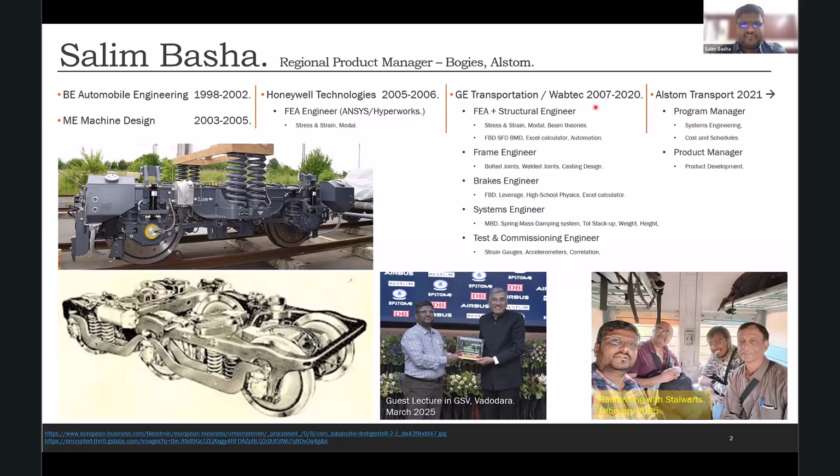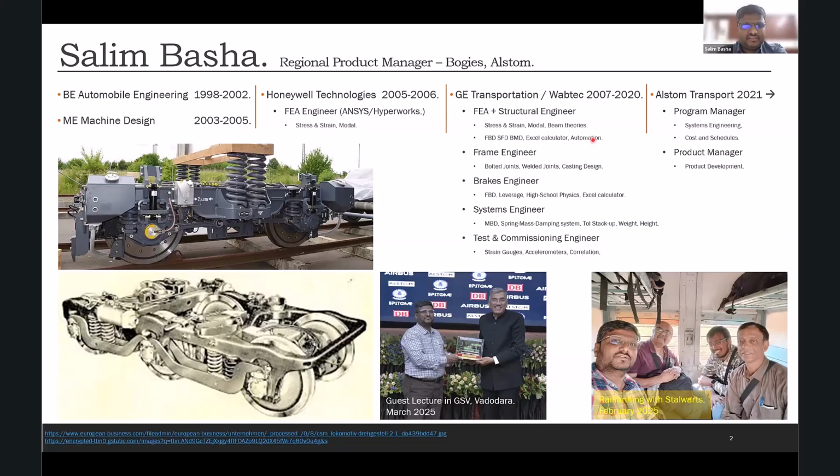I started as a FEA, finite element analysis engineer, and a structural engineer, working on a computer, doing some analysis, and my initial role was doing some stress and strain analysis. Once I was successful in that, I spent about 3 to 5 years there, and then I was moved to a component engineer, owning the frame. So I got to know how to design a frame, be it a fabricated frame or a casting frame. How do we design it? How do we validate it? Doing the bolted joint calculations, welded joints, casting designs, so on and so forth.